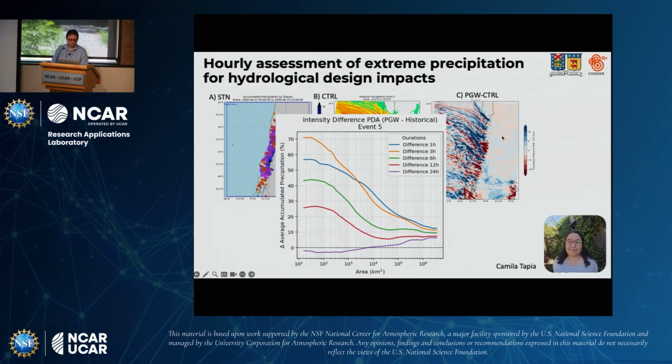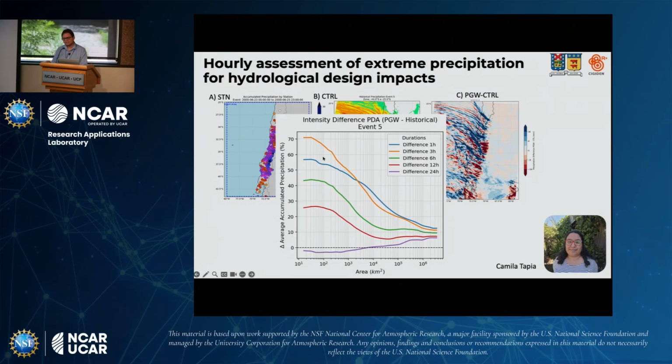And the things that she has found is when you look at temporal scales and spatial scales, you can see a lot of things happen. For instance, here the daily accumulated precipitation tends to diminish in small areas, even when it increases in larger areas. But in this short event, with this depth-area relationship, you have a significant increase of 60%, 70% of precipitation compared with the historical one.